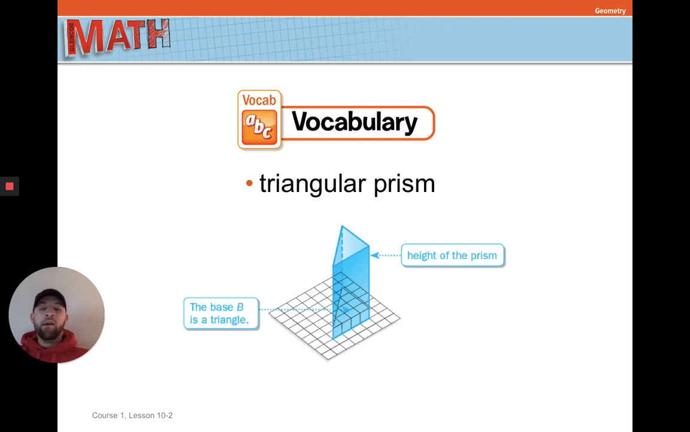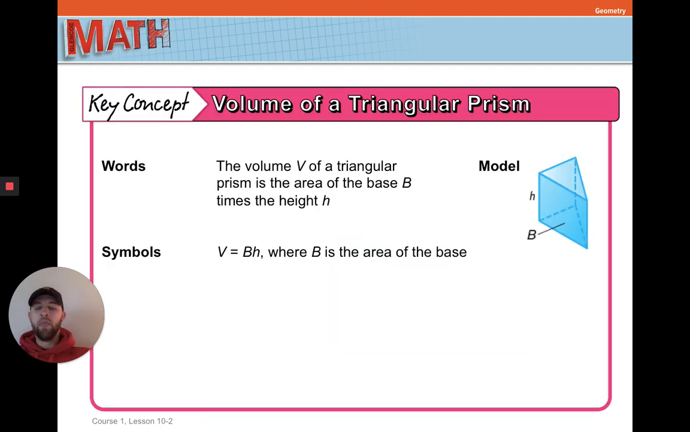Okay. Here's what a triangular prism looks like. It's called a triangular prism because the base is a triangle. Notice on the other one that we talked about, rectangular prisms, the base was a rectangle. All right. Here's your key concept. The volume, again, we're going to use the capital V, of a triangular prism is the area of the base. Here's where that capital B comes into play, times the height.